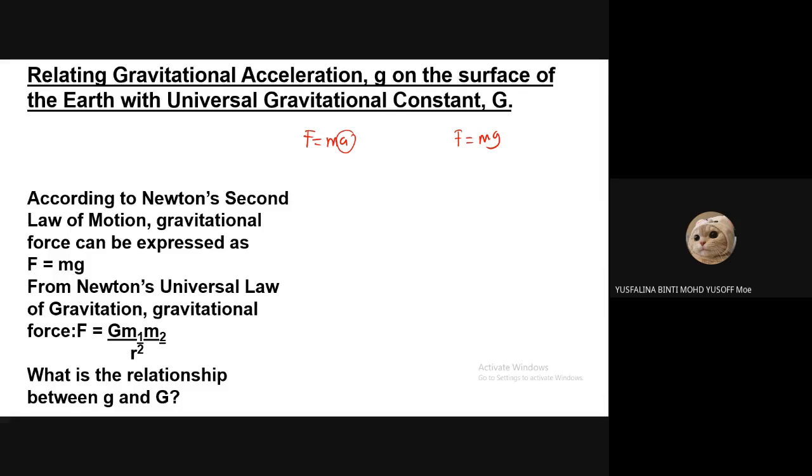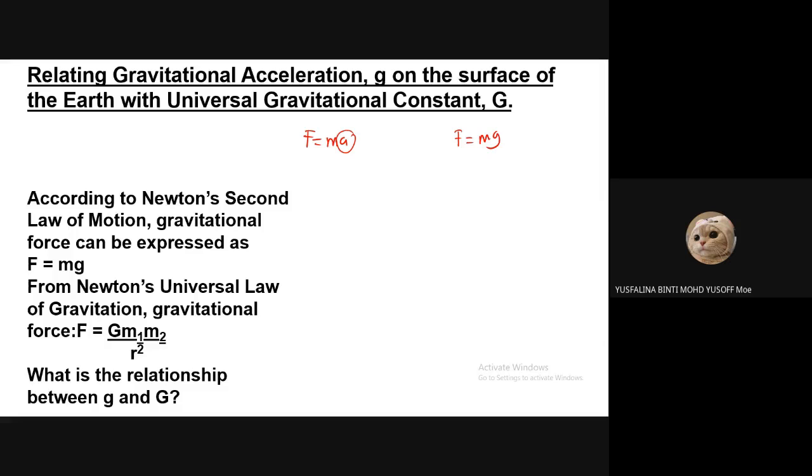So according to Newton's second law of motion, gravitational force can be expressed as F equals mg. From Newton's universal law of gravitation, gravitational force is F equals G m1 m2 divided by r squared. So what is the relationship between the g and the capital letter G, the gravitational constant?